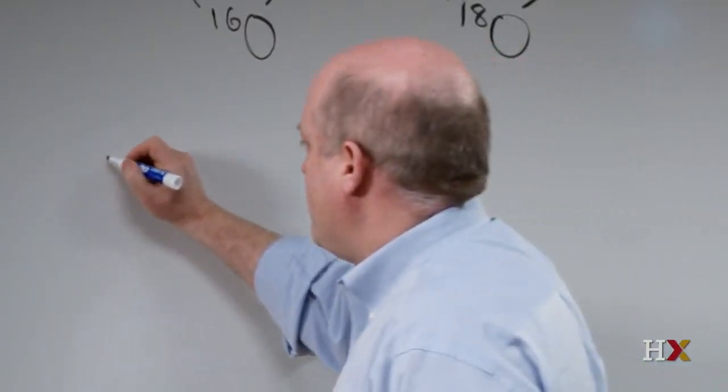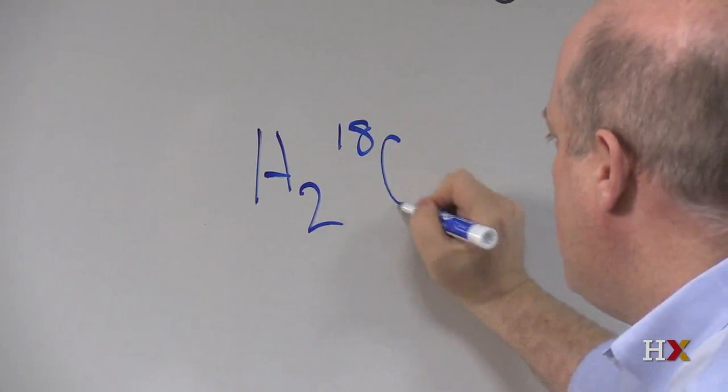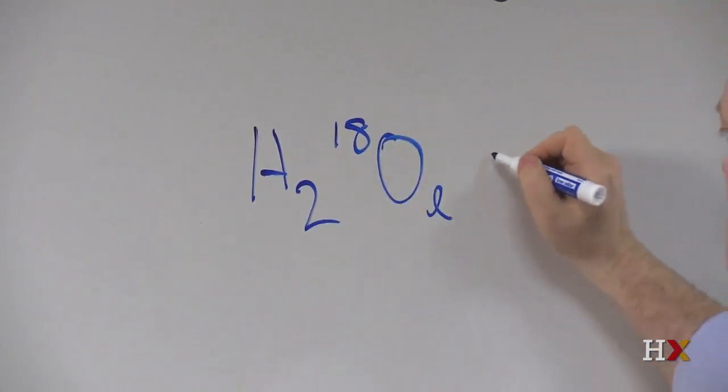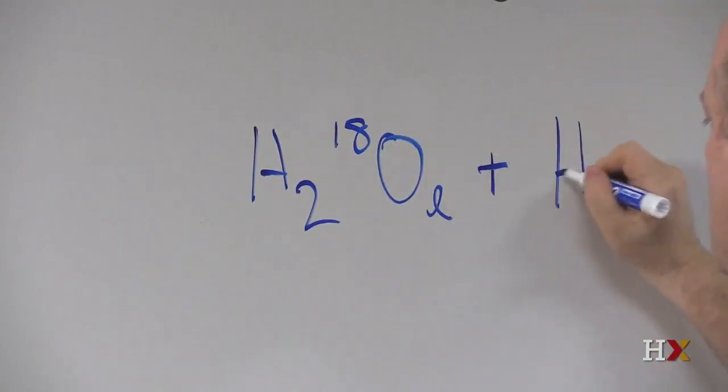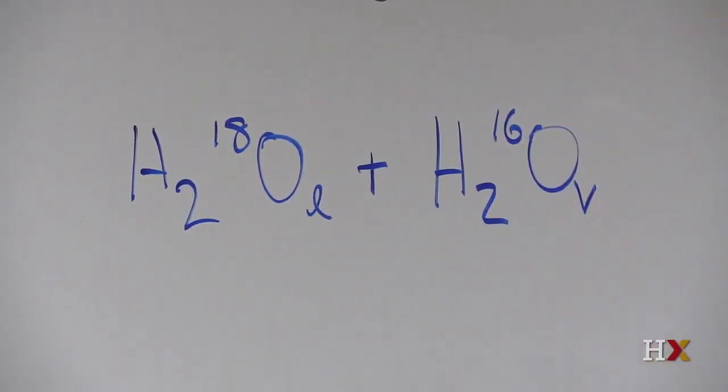We can write it like this. So we have H2O18 in the liquid plus H2O16 in the vapor.